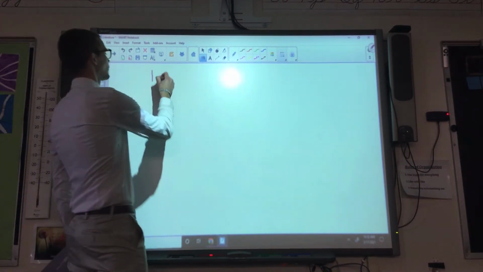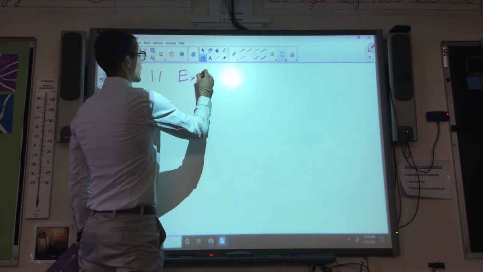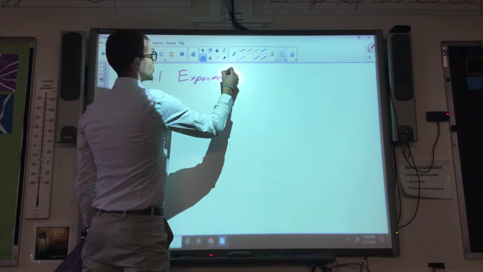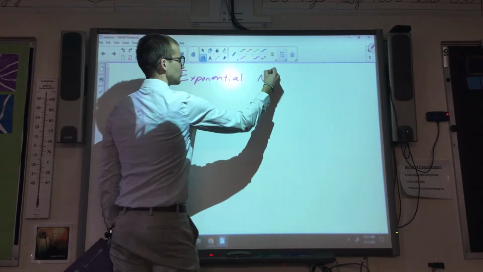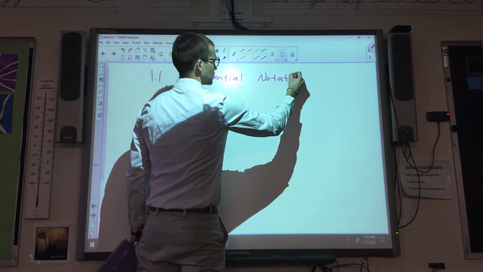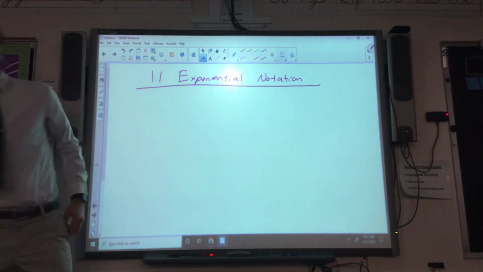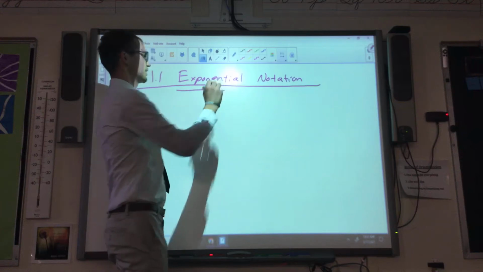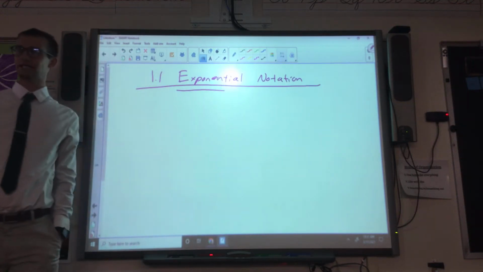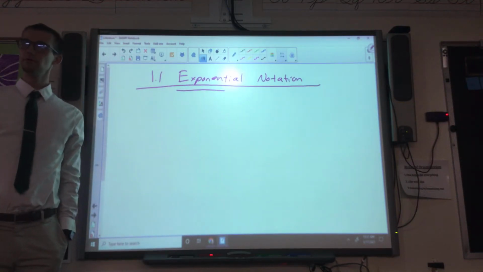Okay, so 1.1, exponential notation. So we got to break down what that means first of all. What is the key word in exponential?